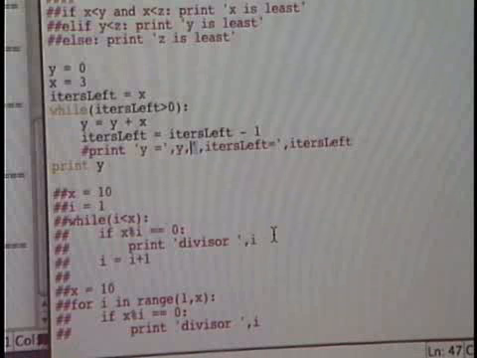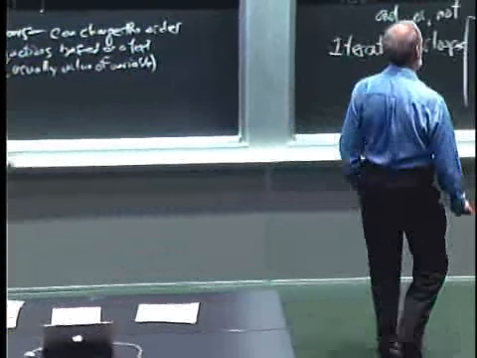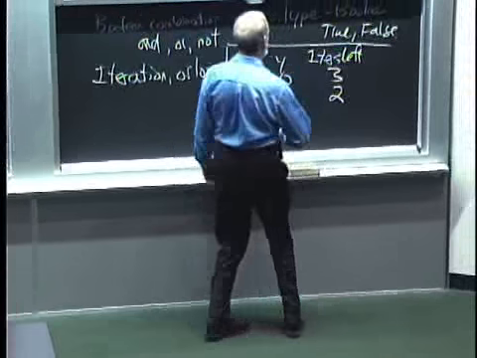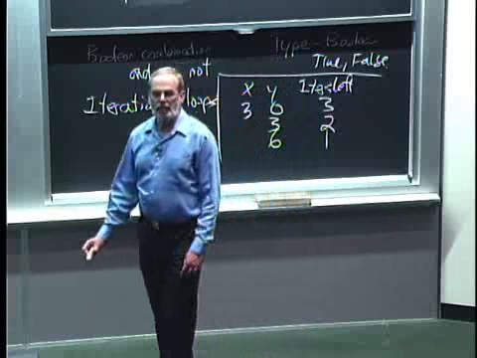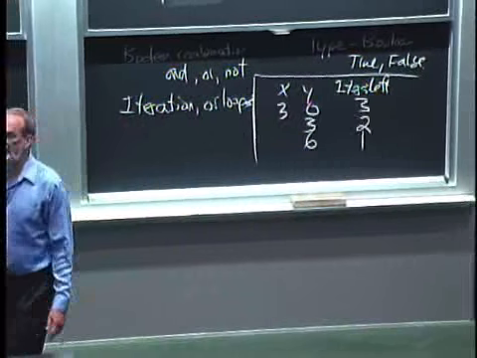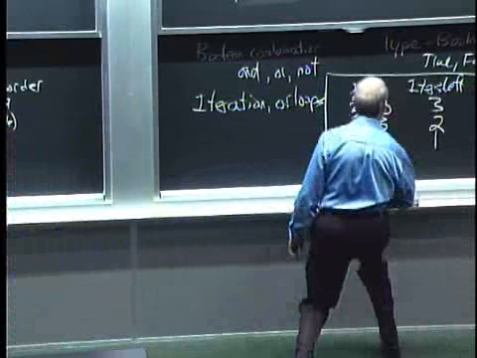Is iters left greater than 0? Yes, it is. So evaluate the same sequence of instructions again. Y plus x is 6. That's my new value of y. 2 minus 1 is 1. That's my new value of iters left. Go back up. Is iters left greater than 0? Yes, it is. So once more, thank God I didn't take 47 as the example.